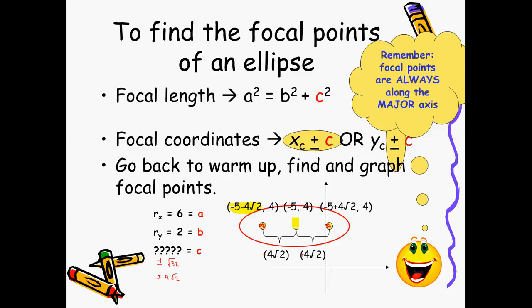What is 4 root 2? Root 2 is like 1 point something, 4 times that, right? So this is negative 5 minus 4-ish, so negative 10-ish. It better be shorter than negative 11. Can you figure out why?